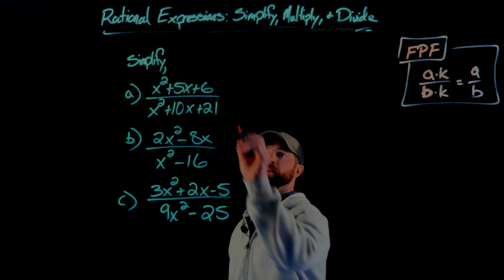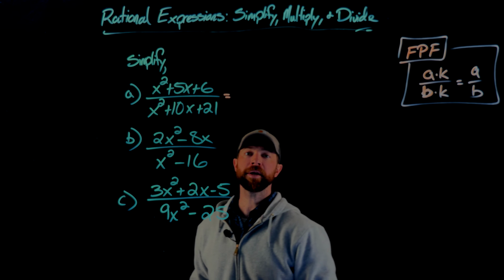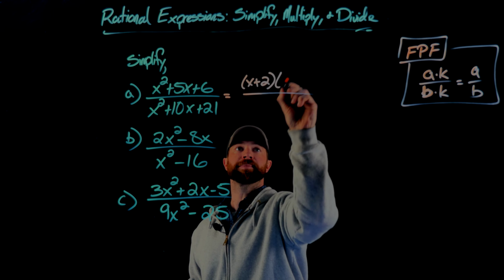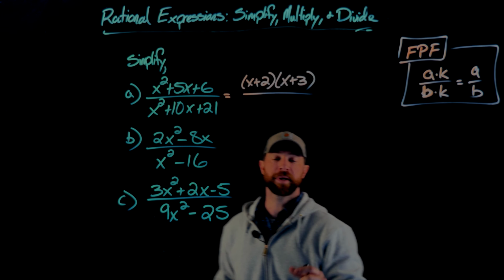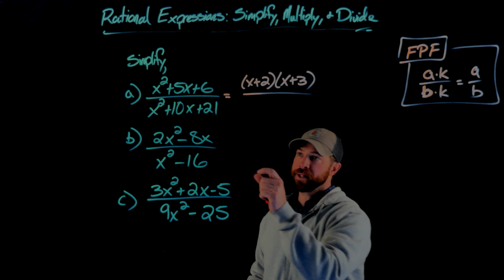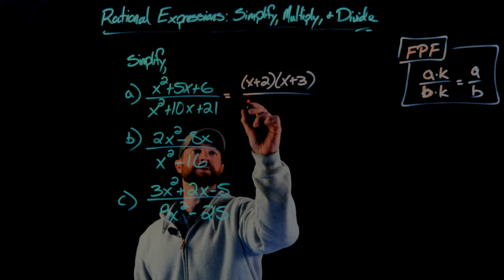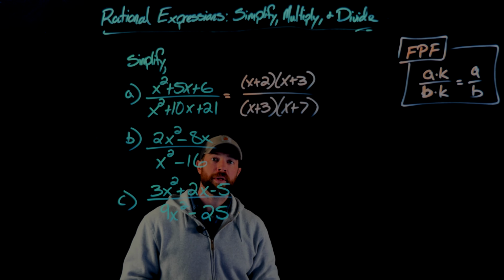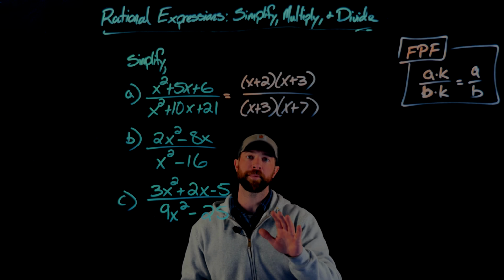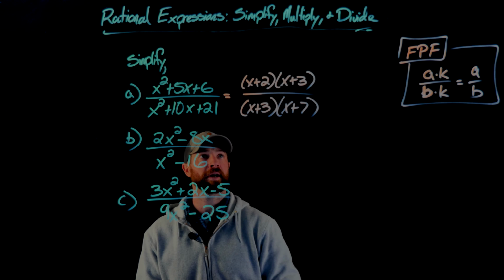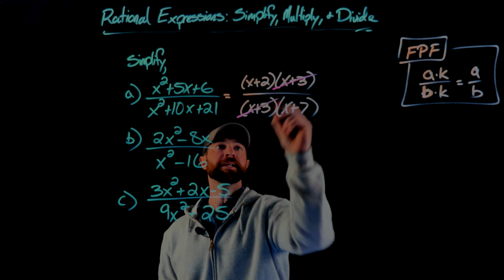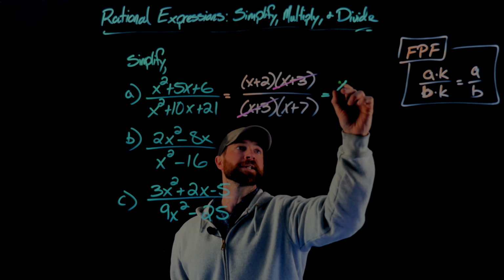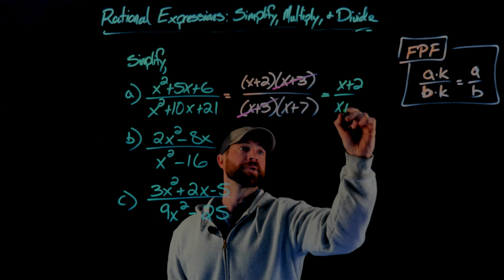For our first problem here, we're going to factor the numerator and the denominator. The numerator will factor into x plus 2 times x plus 3. This is actually one of the examples that I just previously discussed. The denominator will factor into x plus 3 times x plus 7. Then all we need to do is see if there's any common factor here. We do have a common factor of the x plus 3 between both of these. This gives us a final simplified form of the x plus 2 over the x plus 7.